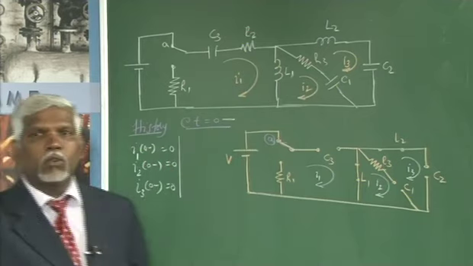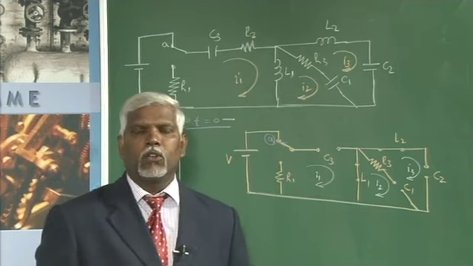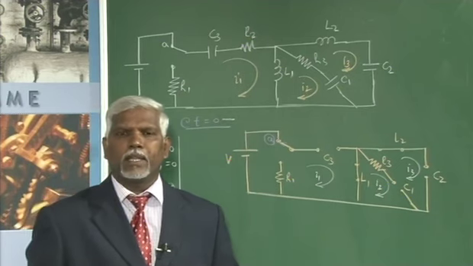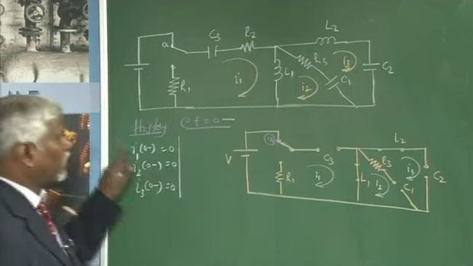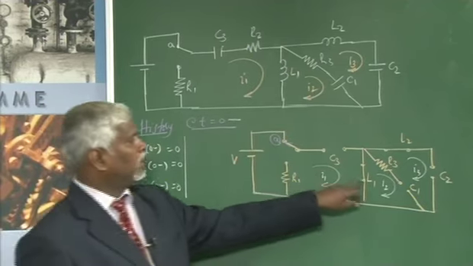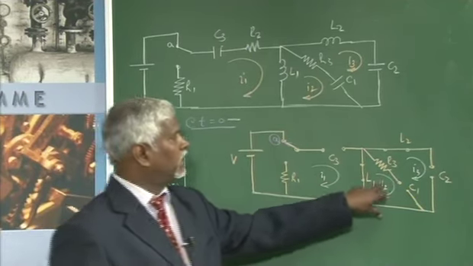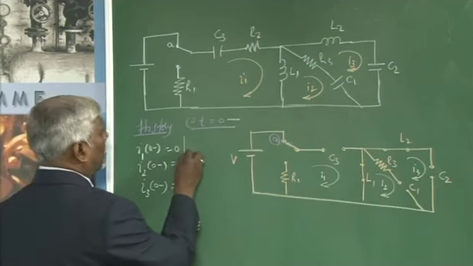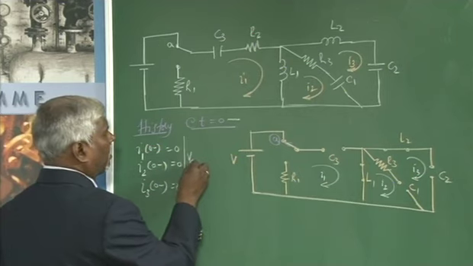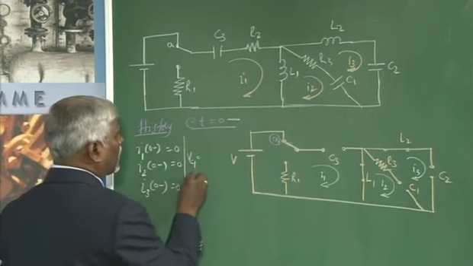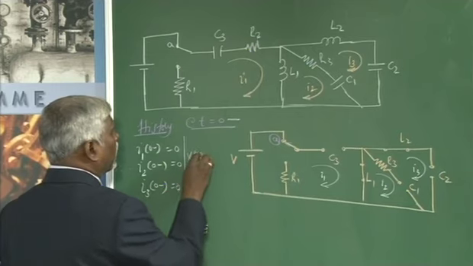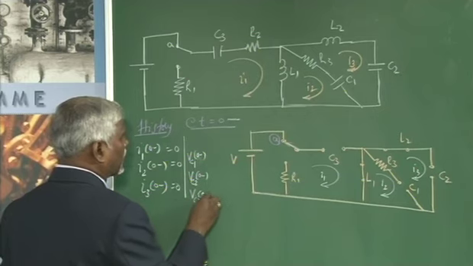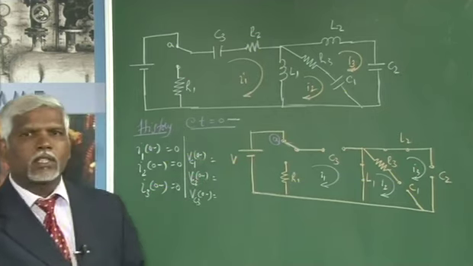For curiosity, let us see what is the voltage across the capacitors. I told you whenever we have inductors and capacitors, we will try to find the voltage across the capacitor and current through the inductors. We already found the current through the inductors, because the current through L1 is I1 minus I2, and current through L2 is I3. We have found all three currents. What about the voltage across your capacitors C1, C2 and C3 at 0 minus, before the switching?